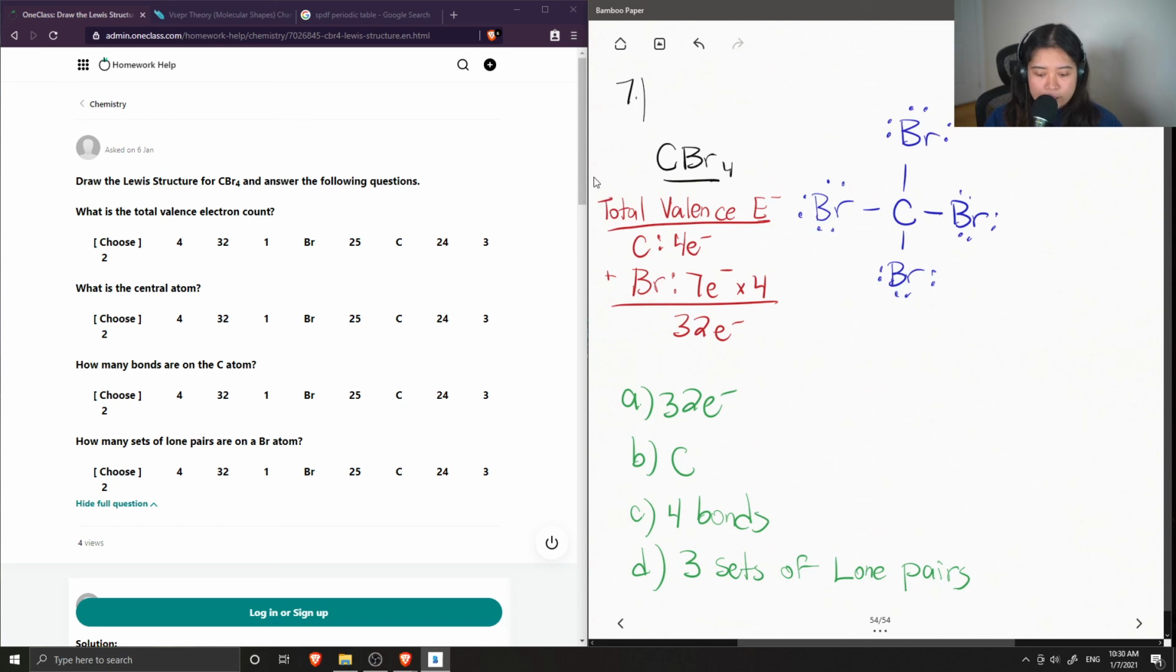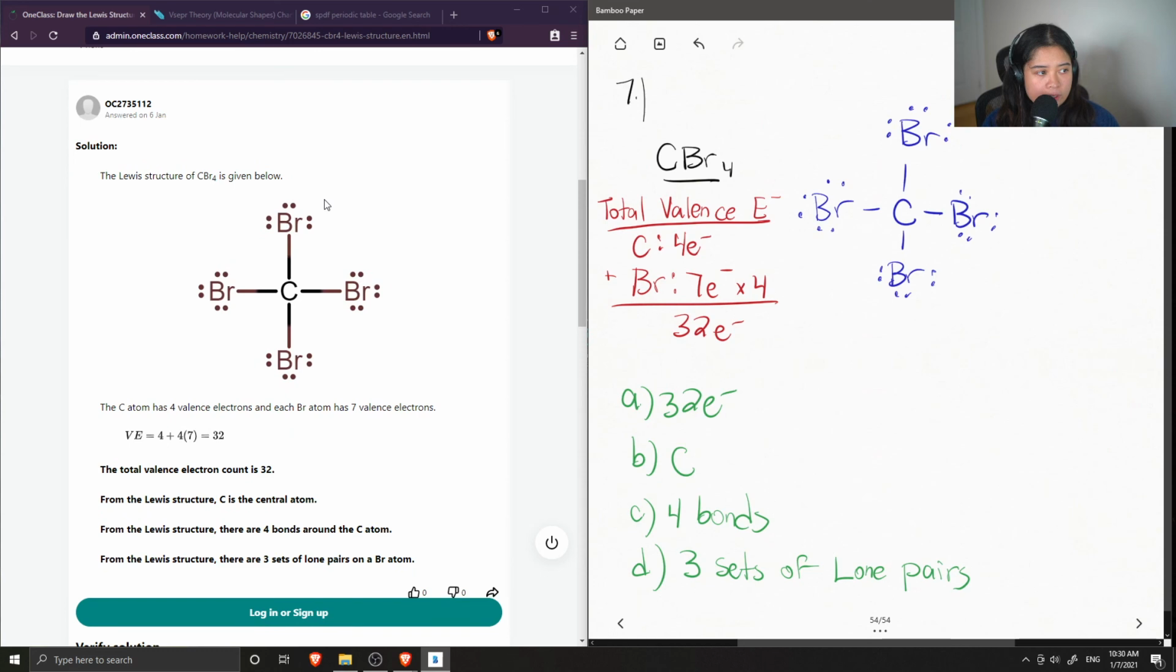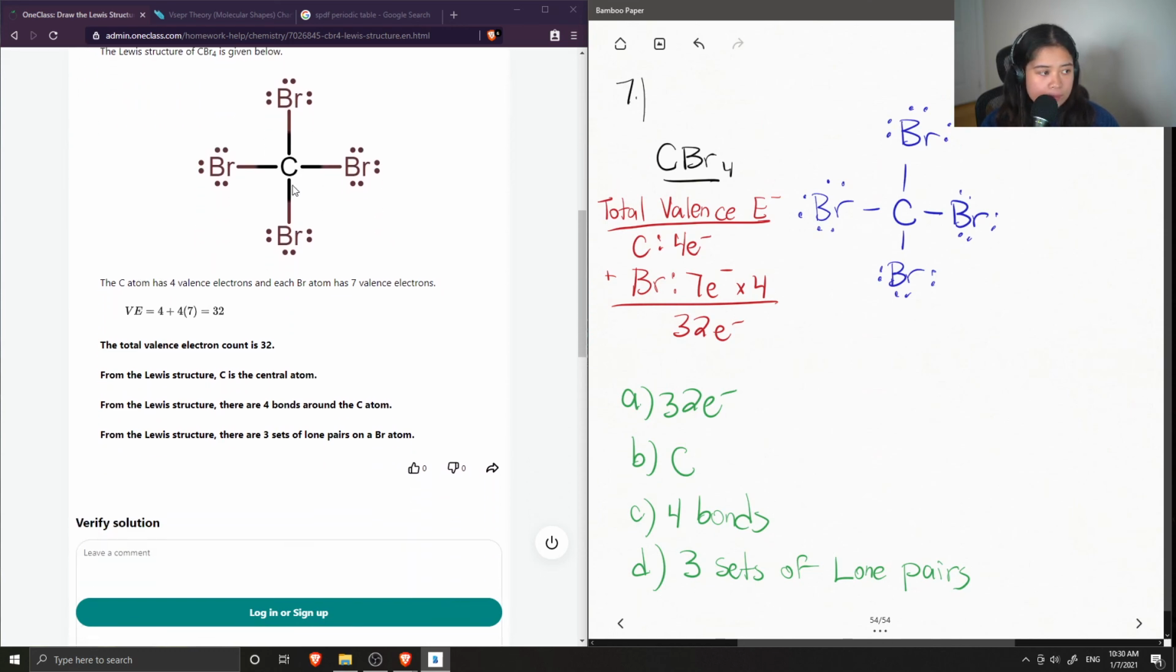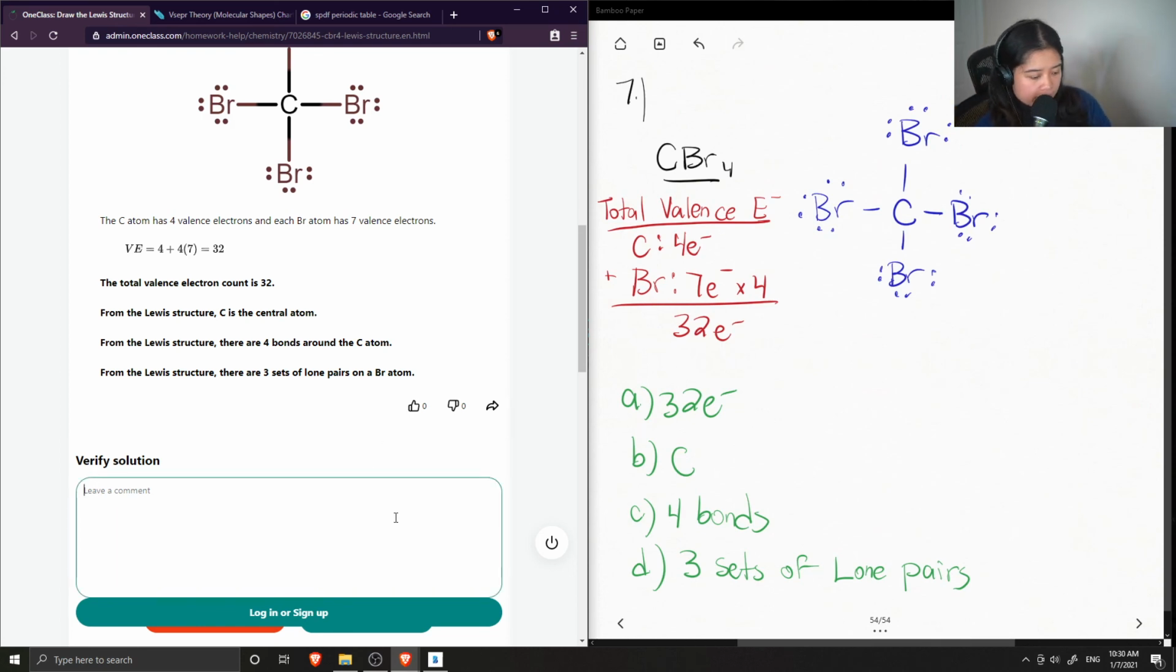Okay, so let's see what the junior tutor said. The Lewis structure of carbon tetrabromide is shown below. Carbon has 4 valence electrons, bromine has 7, so there's 32 electrons. Carbon is the central atom, 4 bonds on the carbon atom, and 3 sets of lone pairs on a bromine atom. So I can verify that this solution is correct.